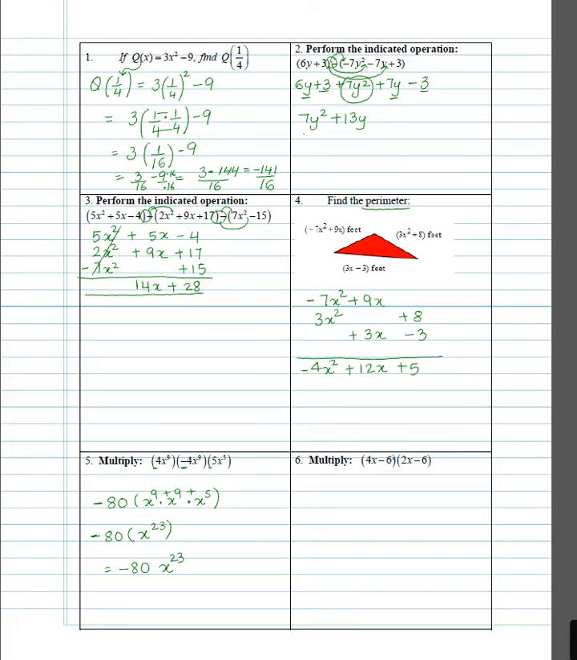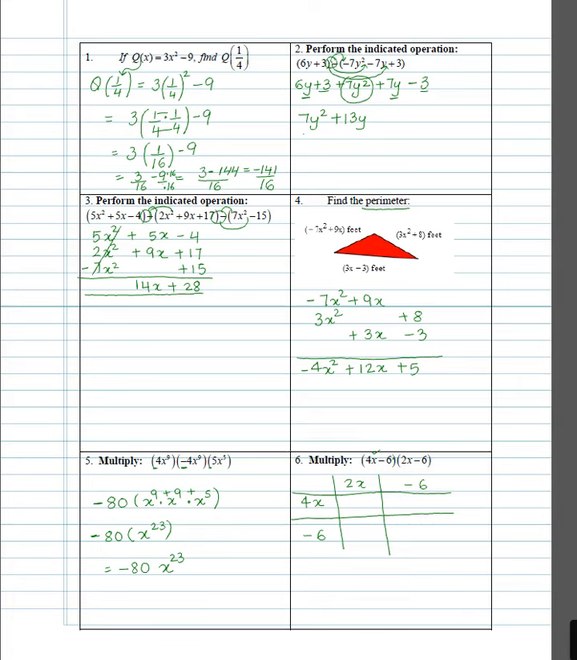I would just show you this way. You don't have to do it this way, but this is another way. I'm going to write 4x, the first term, minus 6. See, I did not change anything. And I'm going to write the other term on the top: 2x minus 6. Now I am going to make columns and rows.